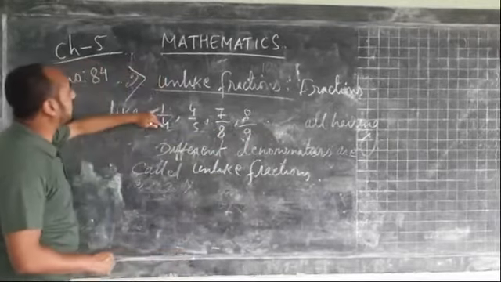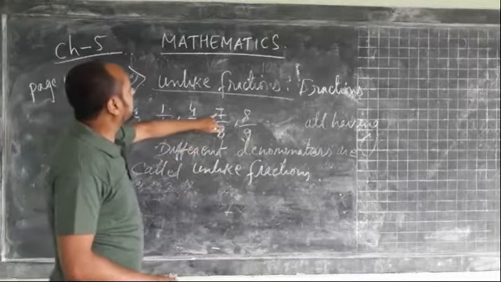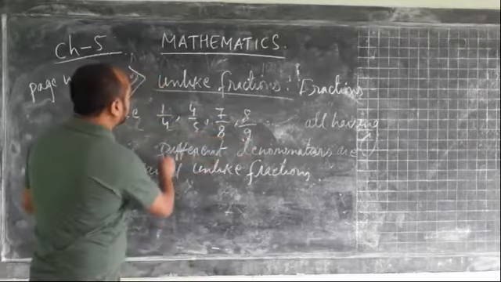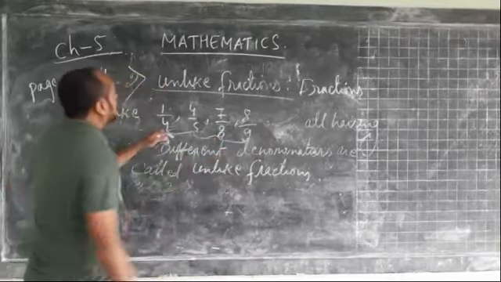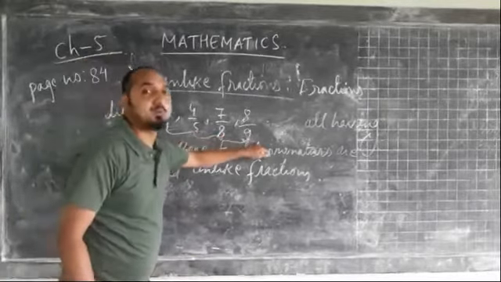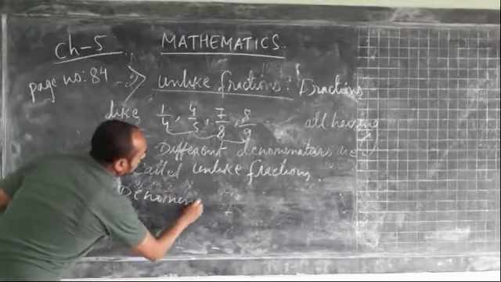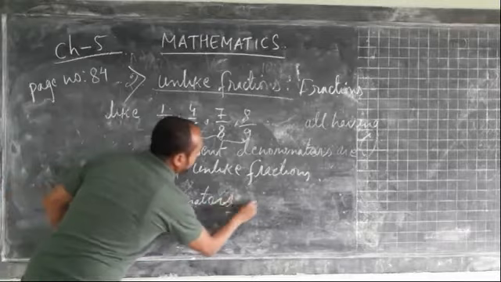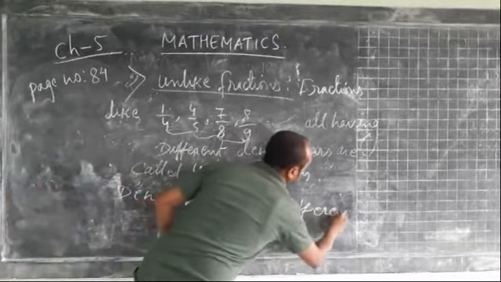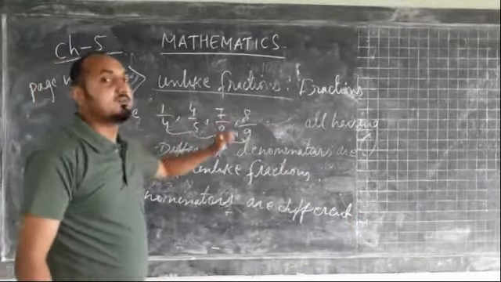So in the first case we have 1 by 4. In the second example we have 4 by 5. In the third one we have 7 by 8. And in the last one we have 8 by 9. So in all these cases the denominator values are different. So this type of fraction is called unlike fraction.